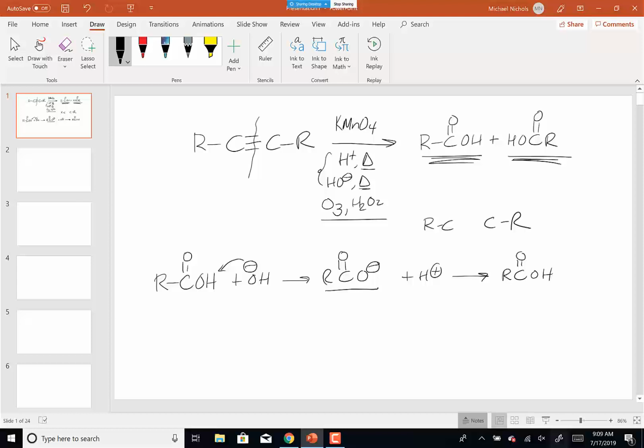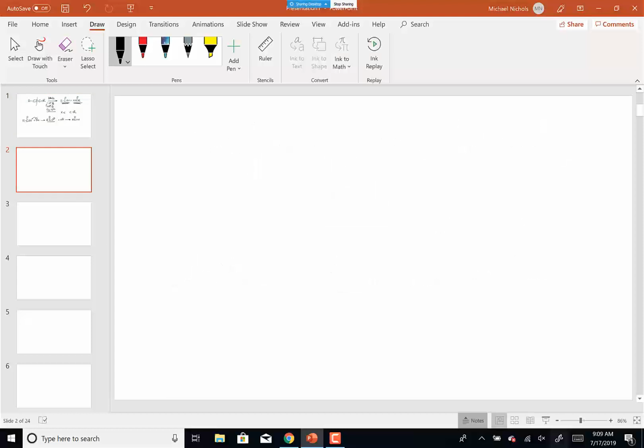Can you go over the products when it's a terminal or internal and then symmetrical and unsymmetrical alkyne? With what reagents? With the hydration. Okay. So the terminology is that if you have the hydrogen at the end, that's a terminal alkyne. If you have two alkyl groups, that's an internal alkyne.